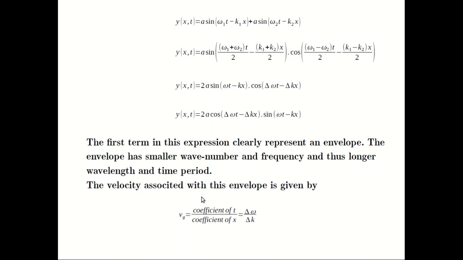Now, as we obtained previously for phase velocity, the group velocity could be written as coefficient of t divided by coefficient of x. So, it is nothing but delta omega by delta k, which we can write as d omega by dk. This is the expression for group velocity Vg.